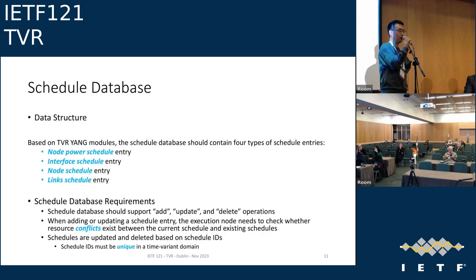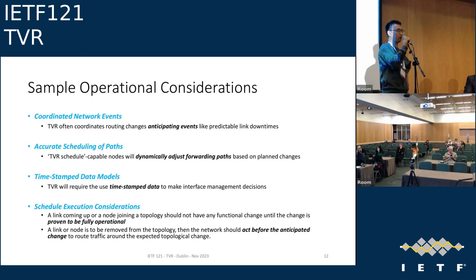The next page. Okay, here, a schedule database is also essential in the deployment. We define four types of schedule entries and provide some database requirements. And next page. Okay, and here we provide some operational considerations. It needs to coordinate network events, and TVR needs accurate scheduling of paths, and it also requires timestamped data models, and also schedule execution considerations. This is because link coming up or link deletion needs to be considered differently. And okay, next page.